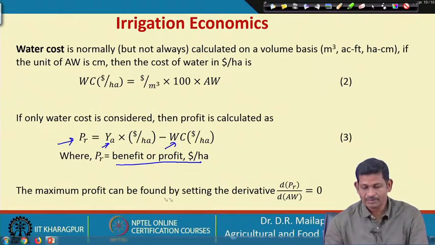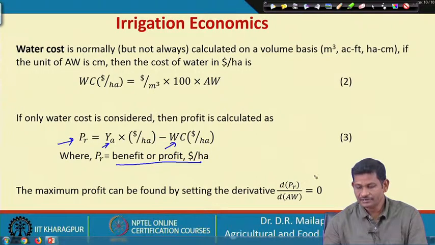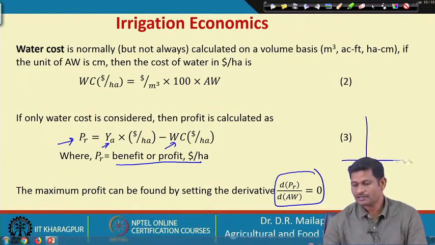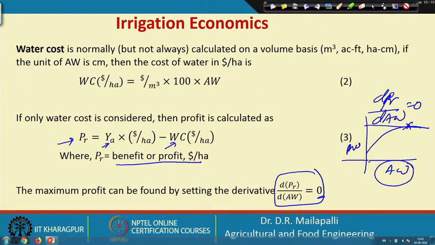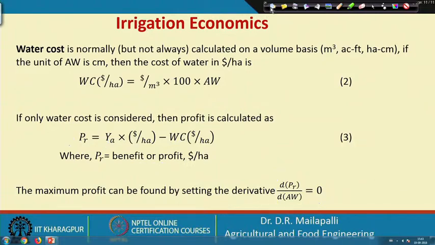So, the maximum profit can be found by setting the derivative. We know this because the graph of AW and the profit goes like this. There is one place where it is the maximum. That means dPr divided by dAW will be 0 at one point, and you get the AW, the economic AW for which the profit will be maximum.